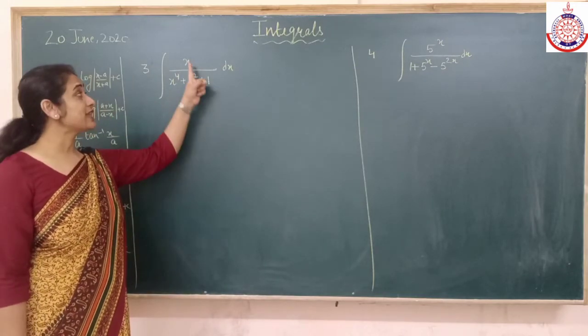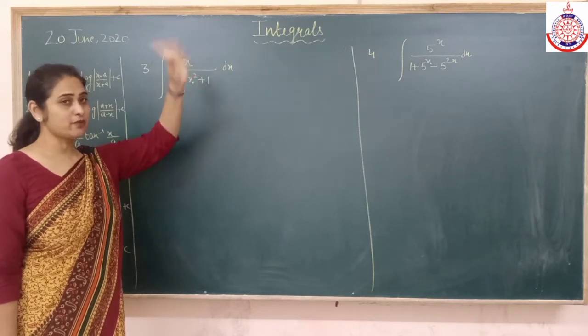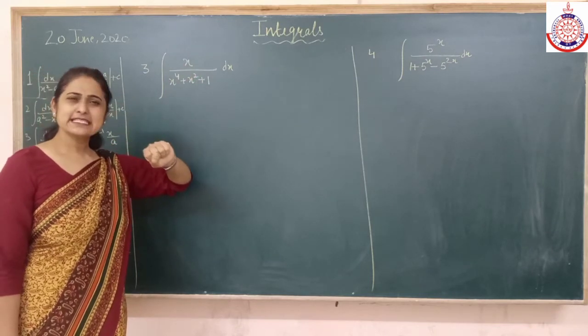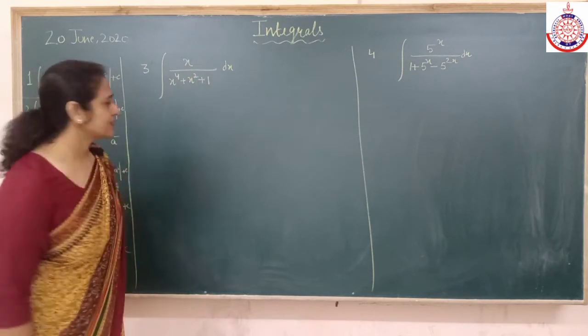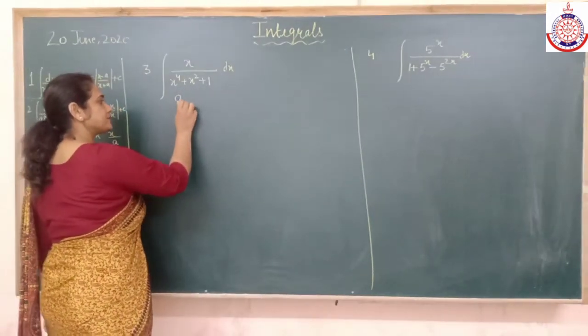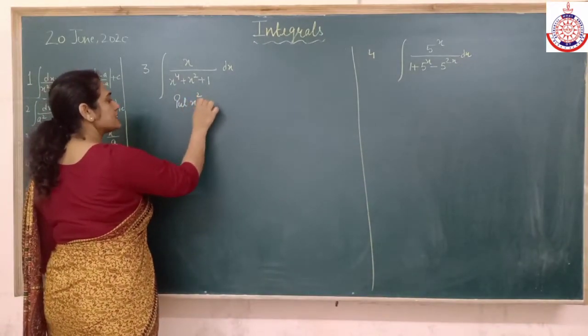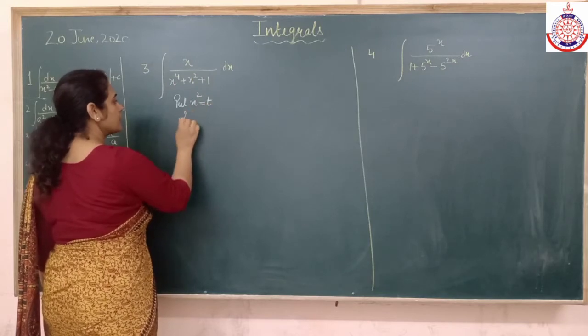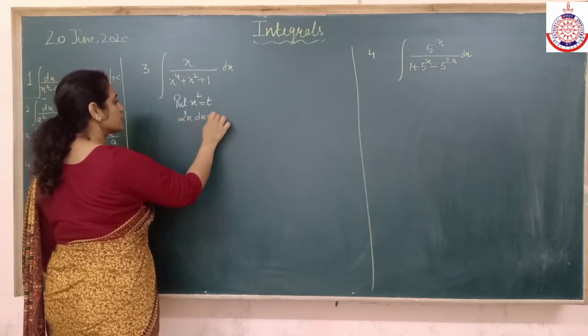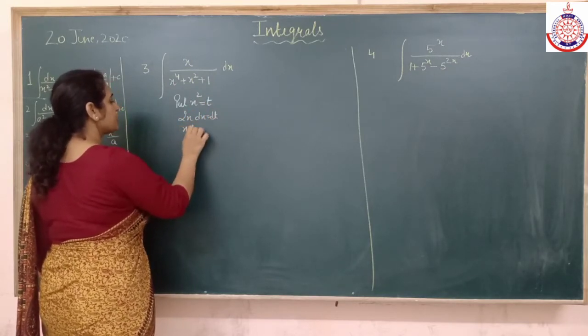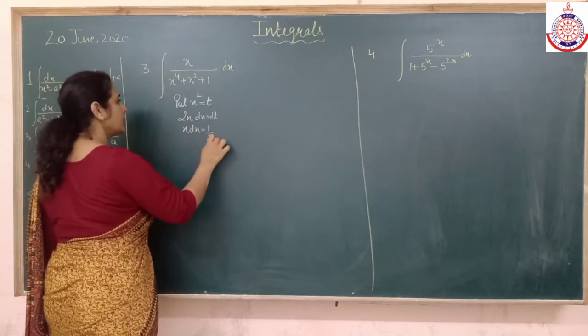Alright. So I have to think about substitution. I have to substitute that term from where this x should be removed from here first of all. And x is a differentiation of x square. That's right. So put x square is equals to t. 2x dx is equals to dt. I don't have 2, so 2 will come here and substitute.